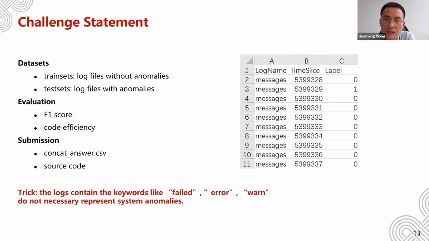So there are no anomalies in the train set. Okay, understood. Thank you.